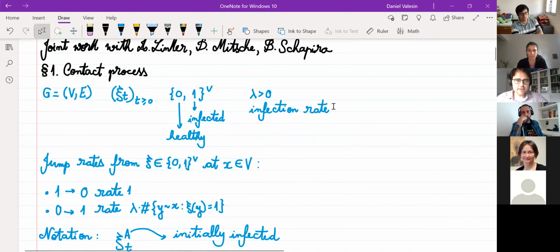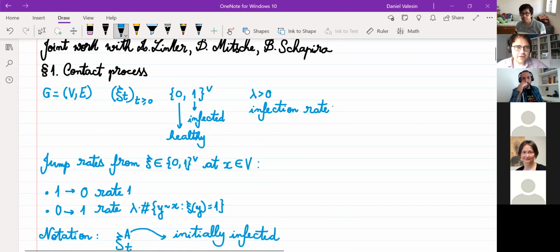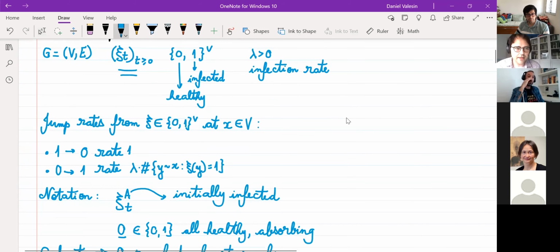So here's a brief summary about what I'll need for the contact process. We start with a graph G. Let's say it's a locally finite graph, and then we define a process psi_t, which is a continuous time Markov process on the state space {0,1} to the power of the vertices of the graph. 0 means healthy, 1 means infected, and there is a parameter lambda larger than 0, which is called the infection rate of the process, and the dynamics is described by these rules here.